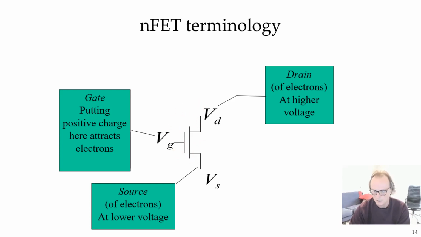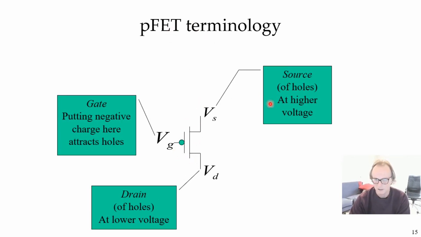And the gate is such that putting positive charge on the gate here attracts electrons into the channel and increases the current. Similarly, for a PFET, we have a source, but this time of holes, which are positive, and those are at higher voltage. Holes flow from high voltage to low voltage, and so the drain of holes here is at a lower voltage. It's whichever terminal is at a lower voltage. And now the gate consists of putting negative charge here, which attracts holes from the source and increases the current in the transistor. That's the simplest way to think about it.